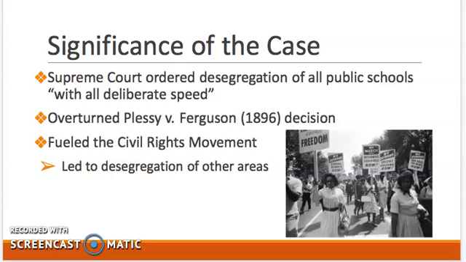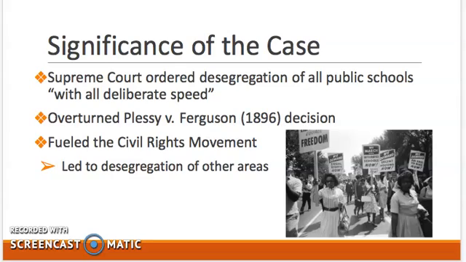So now we have the significance of this case. As we just mentioned, the Supreme Court ordered desegregation of all public schools with all deliberate speed. So while the Supreme Court did order desegregation, it was still difficult in the later 50s and in the 60s to fully mandate this. There were people who were very opposed to this occurring. Also, it did overturn Plessy versus Ferguson. So it was the first time where it was really challenged that separate was not necessarily equal.